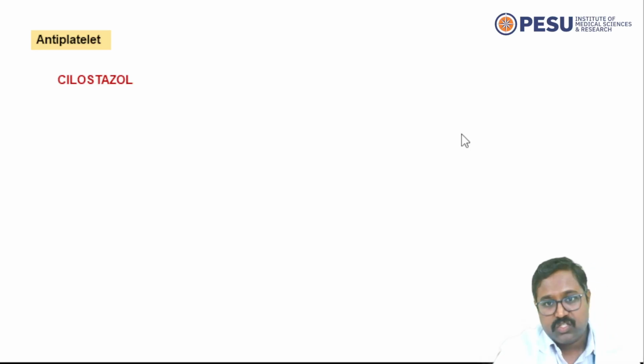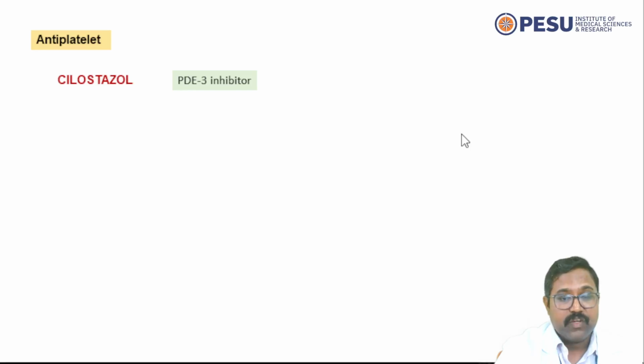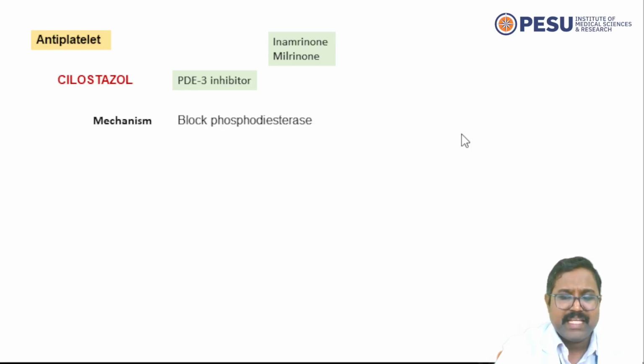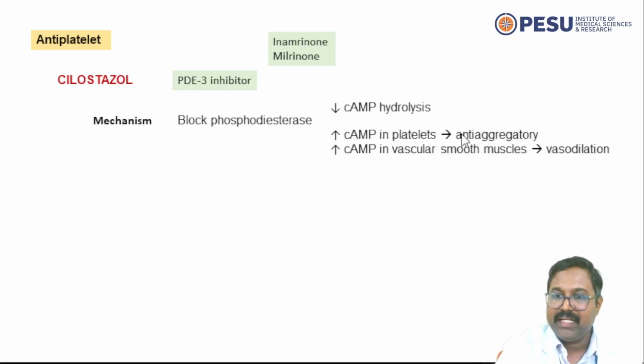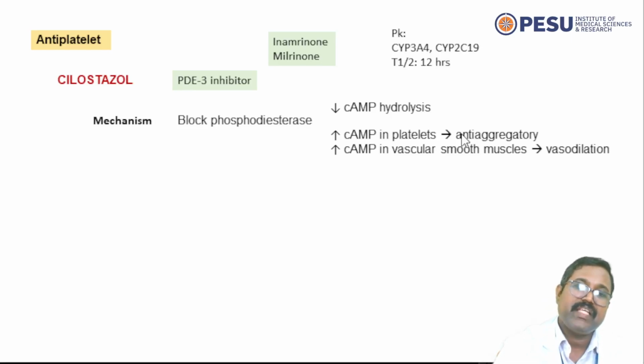Next, coming to cilostazol. Cilostazol is a phosphodiesterase 3 inhibitor. And what are the other phosphodiesterase inhibitors? We have inamrinone, milrinone, etc. So mechanism remains same. They inhibit the phosphodiesterase activity, thereby they increase the cyclic AMP levels by decreasing the cyclic AMP hydrolysis. They increase the cyclic AMP in the platelet as well as the vascular smooth muscles, leading to anti-aggregatory action and vasodilation respectively. So pharmacokinetic action, they are metabolized by the 3A4 as well as 2C19 microsomal enzymes. T off is around 12 hours.